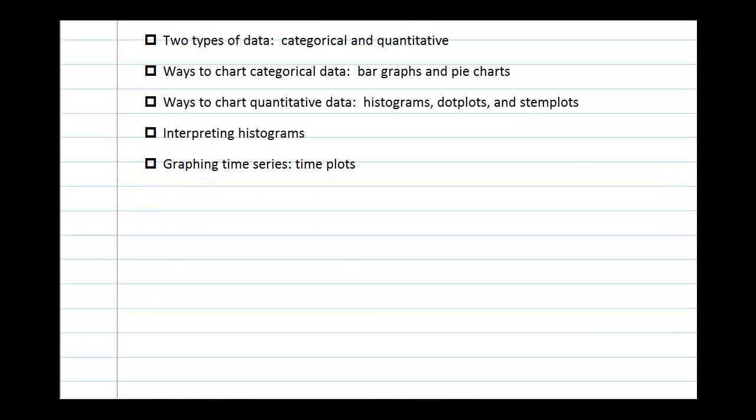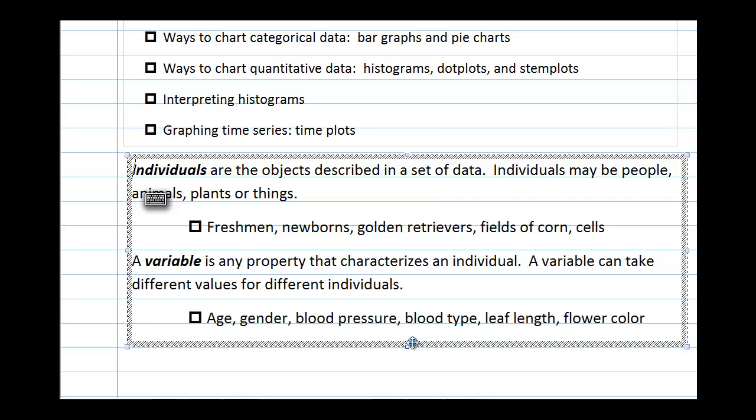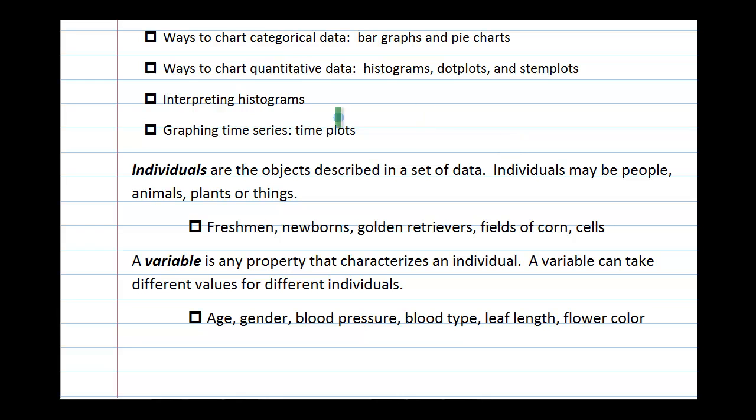The first thing we'll start with is looking at individuals. Individuals are basically the subjects that are part of an experiment. In this particular example, we're talking about individuals as objects described in a data set. And again, another name for an individual would be a subject or an object in a particular data set.